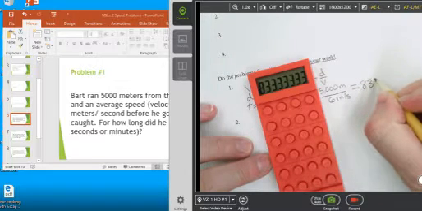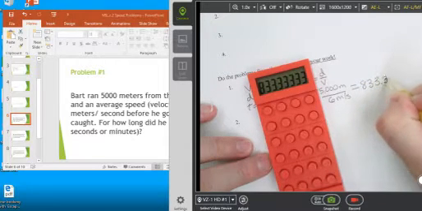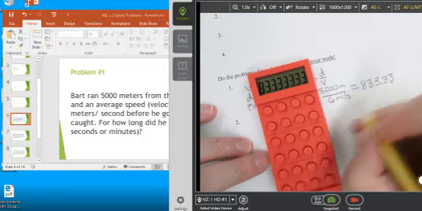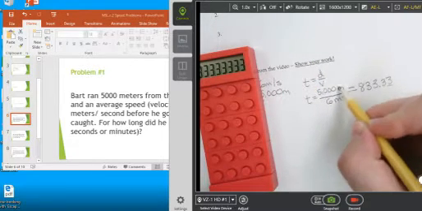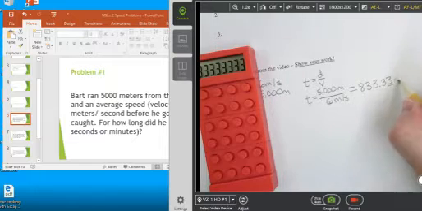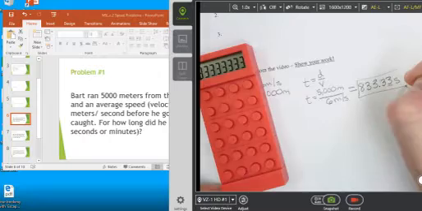The answer is 833, and we're going to round to the nearest 1,000. And then we're in time, so we look at meters, seconds. Seconds is going to be our units. Last but not least, circle or put a box around your answer.